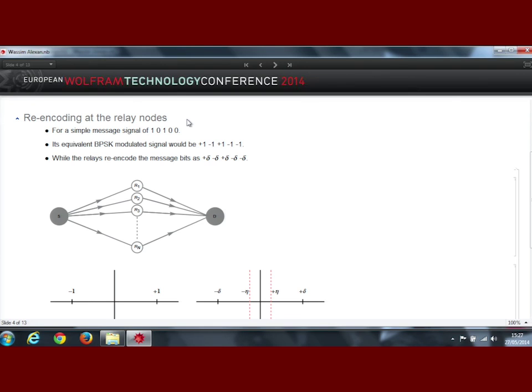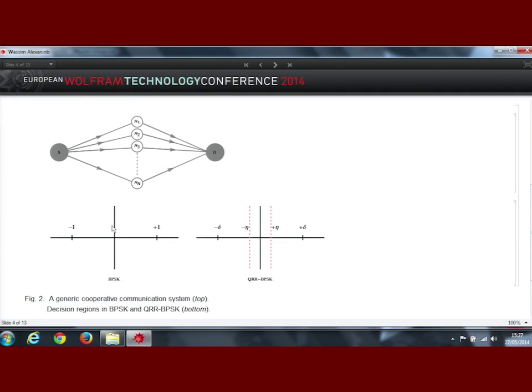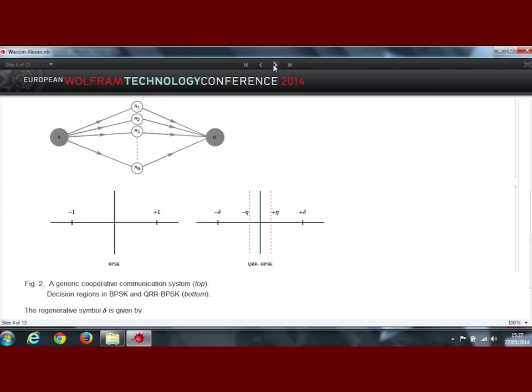While utilizing our quantized reliability relaying scheme, it does this in a slightly different way. Every 1 would be encoded as a positive delta, while every negative 1 would be encoded as a negative delta. And instead of just having a threshold in the middle, we would actually have two different thresholds, positive eta and negative eta. This can be seen in the next scenario.